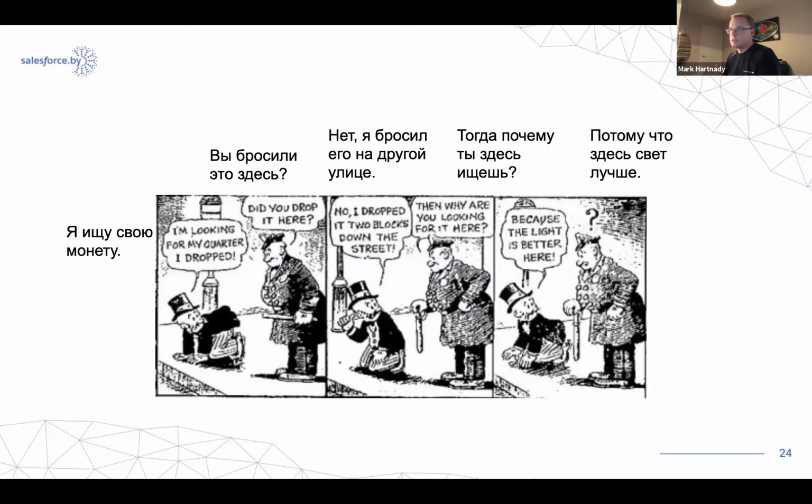So here's just a little joke to sort of demonstrate the problem, right? There's a guy here, and he's saying he's looking for his collar that he dropped, and the policeman's asking, did you drop it here? He says, no, I dropped it 2 blocks down the street. And he says, well, why are you looking for it here? Well, because the light is better here.